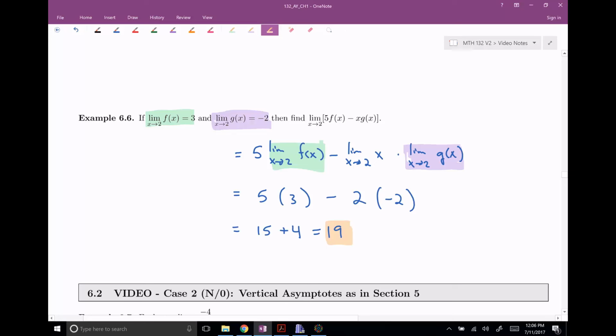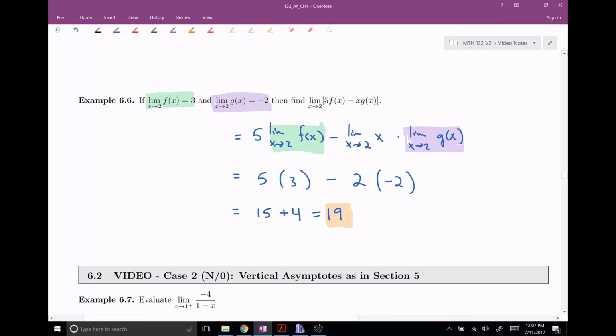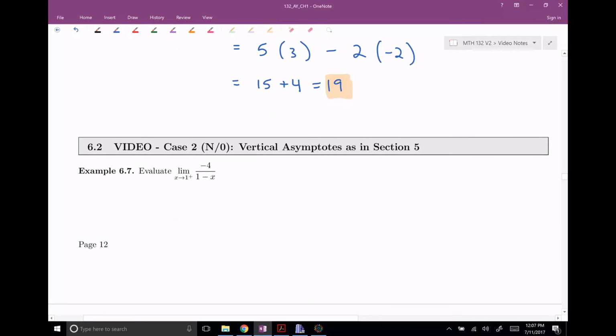All right, so that is the first case, when you have either a non-zero divided by a non-zero or you have 0 divided by something non-zero. The second case, which I'll combine into this video here, is a case we have already seen in 1.5. It's when you have a non-zero divided by 0, and this is going to yield a vertical asymptote. I'm going to do one more example here, and that's going to be the end of this video.